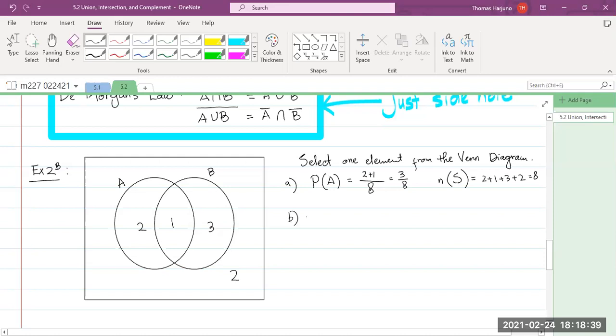Let's see part B. What is the probability of selecting one element from B? Then how many elements in B? How many elements in B? 4. That's 1 plus 3, 4. Out of how many elements in the whole Venn diagram? 8. So the probability of getting something from B is 4 over 8.